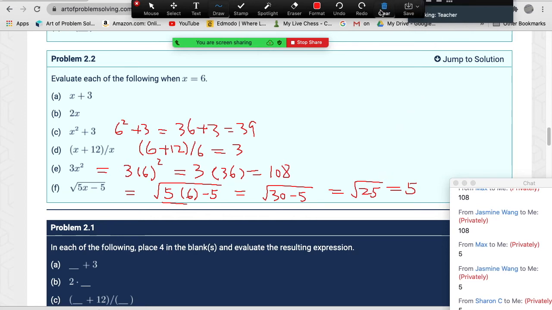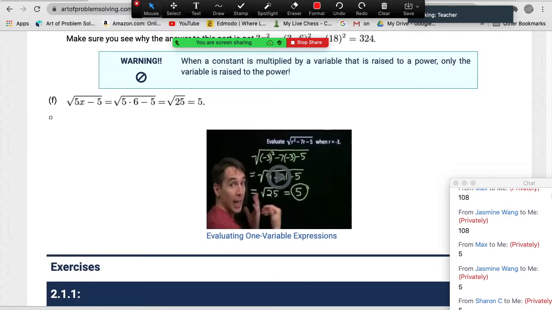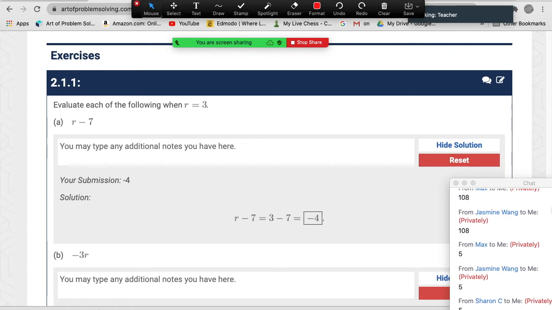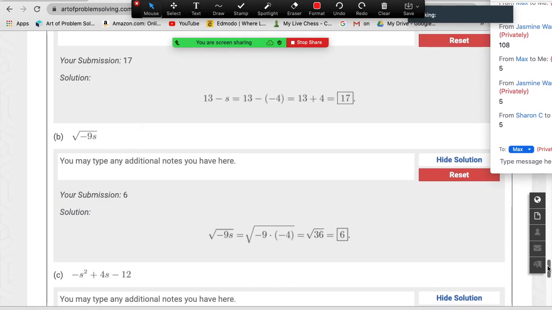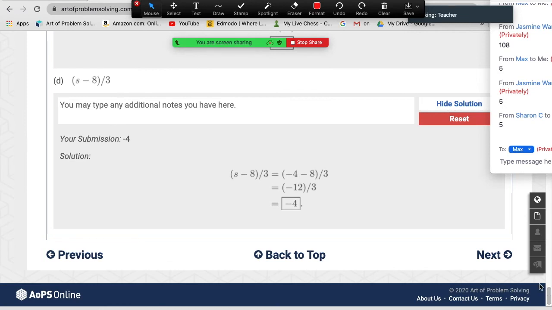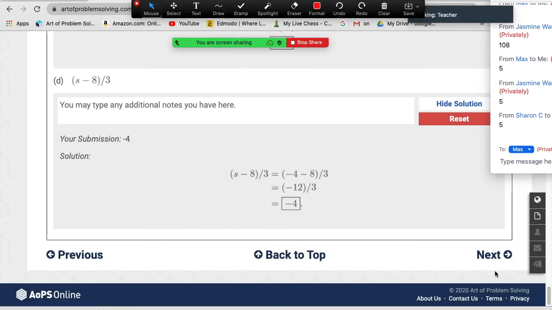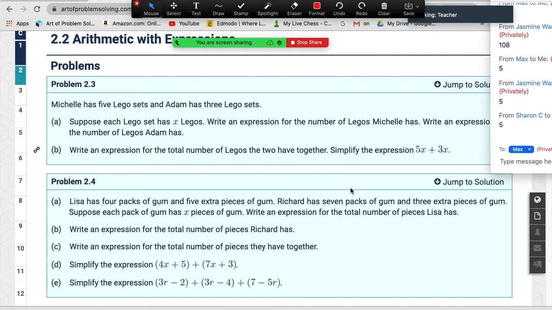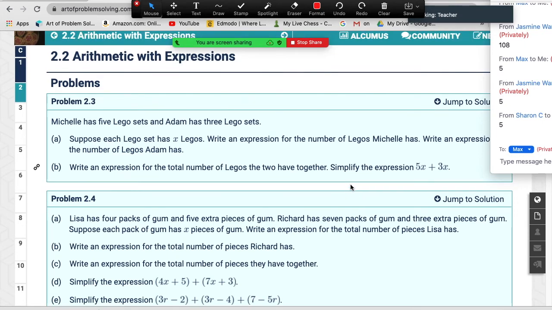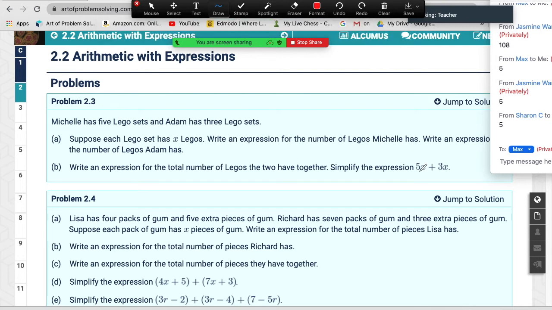Okay, very good. We already finished this section. Now you know your homework, that will be 2.1.1 to 2.1.2. So this is very easy. Okay, now let's go to the second section. That's arithmetic with expressions. That means here you need to learn how to operate the expressions. Now let's learn this.